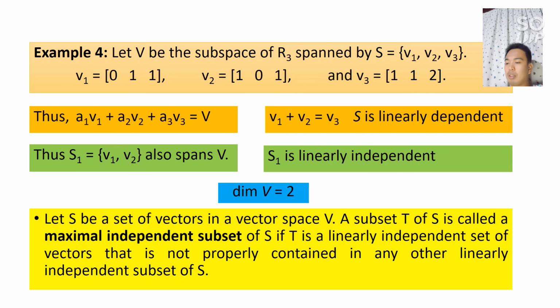Let S be a set of vectors in a vector space V. A subset T of S is called a maximal independent subset of S if T is a linearly independent set of vectors that is not properly contained in any other linearly independent subset of S.